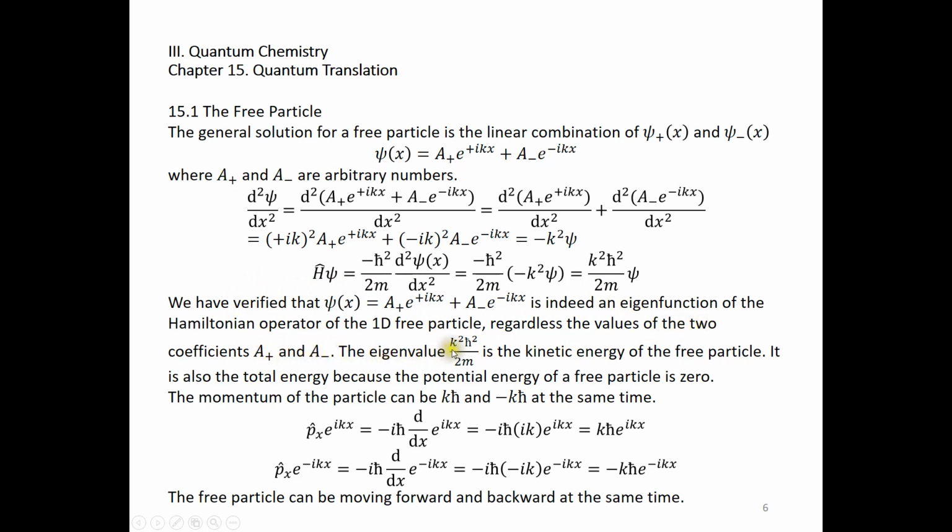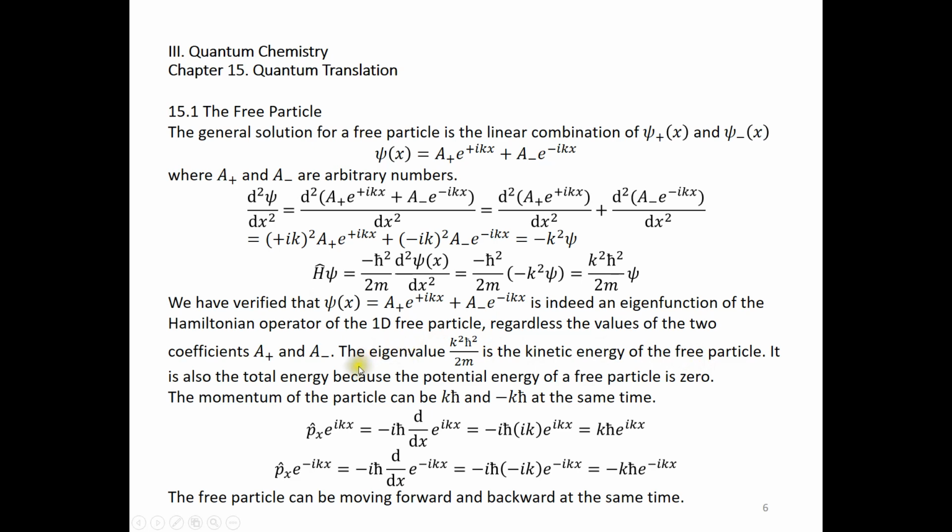And the eigenvalue over here, k squared h bar squared over 2m, is both the total energy of the system and also the kinetic energy of the system. Because the system is a free particle, it has a zero potential energy.